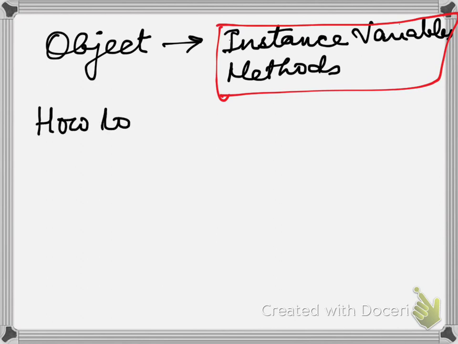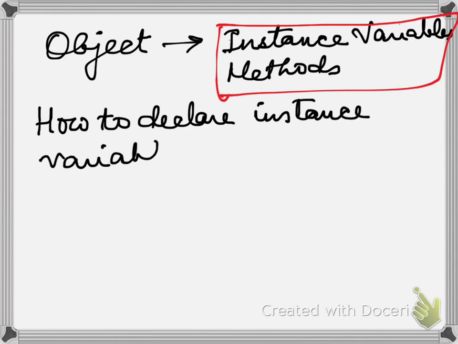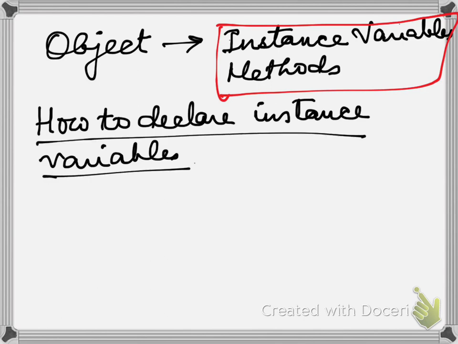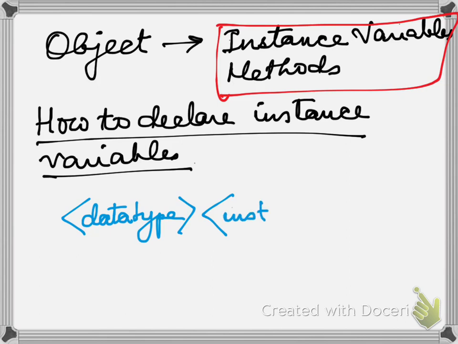So how to declare instance variables? This process is quite simple. Declaration of an instance variable is done exactly the same way we declare any variable in Java. The format is: first we give the data type, and then followed by the instance variable name. And if this is the only declaration, we end it with a semicolon.